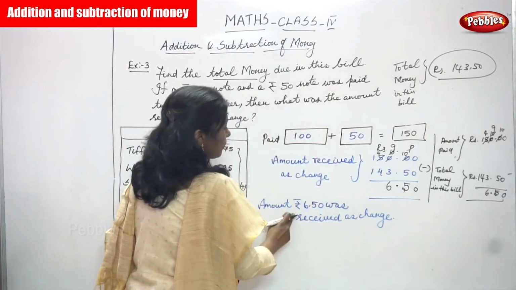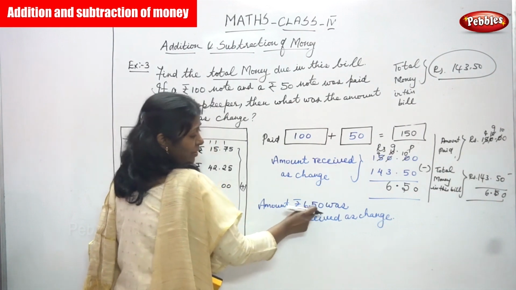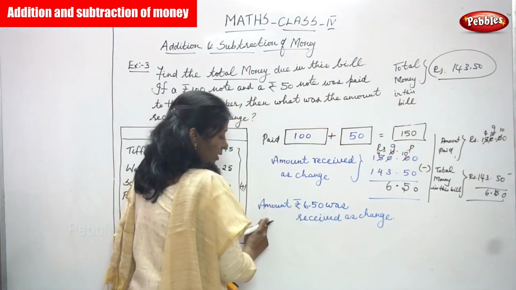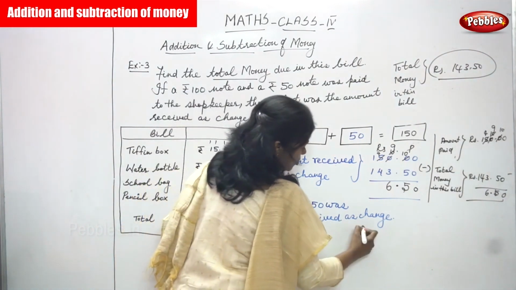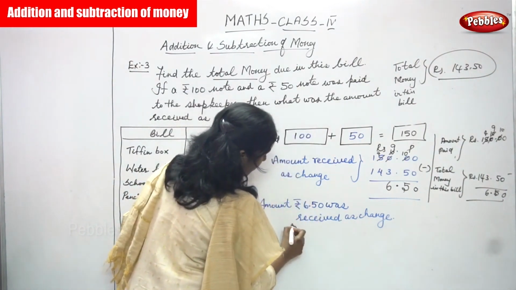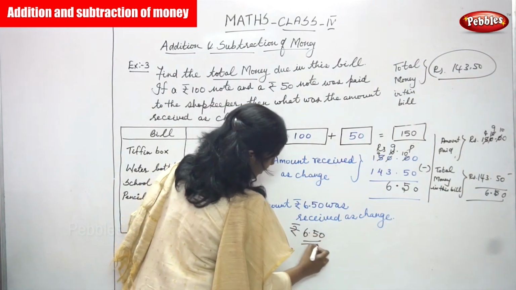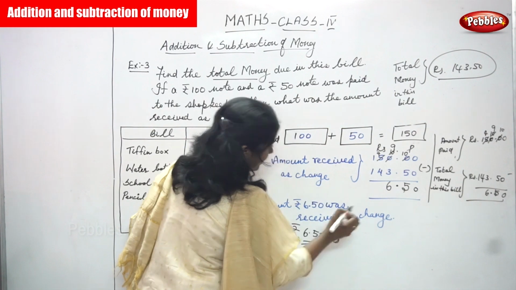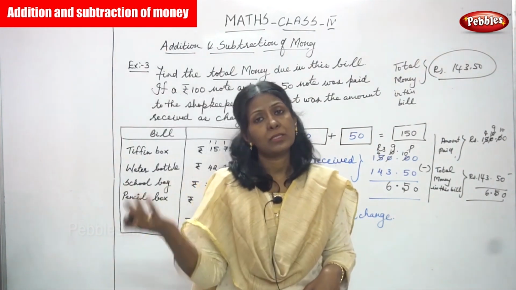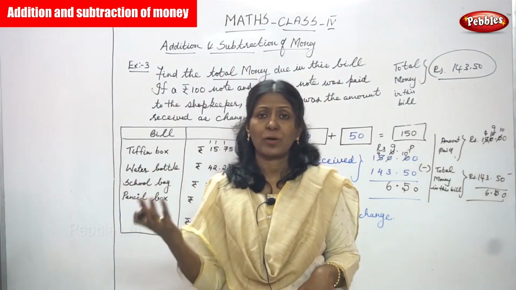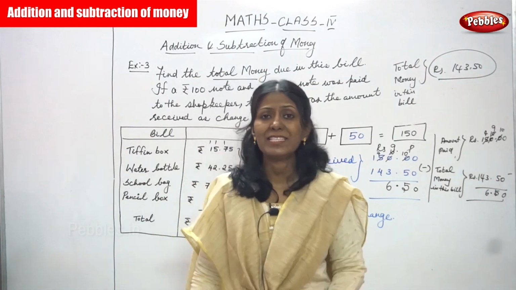So the amount is rupees 6.50. Otherwise we can call it 6 rupees 50 paise was received as a change. So the answer is rupees 6.50, otherwise 6 rupees 50 paise. This is the answer. This is the amount received from the shopkeeper by the particular person, that is X or Y. He received 6 rupees 50 paise. This amount he received.